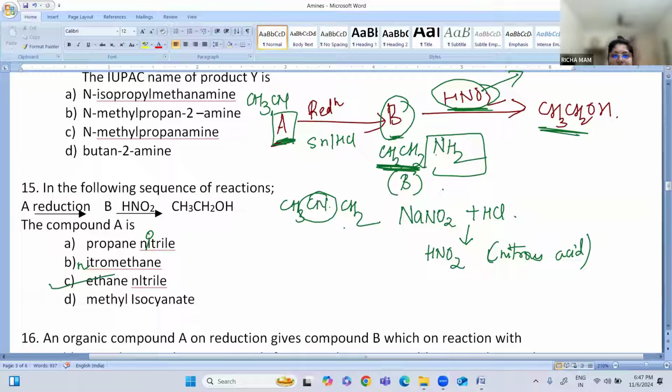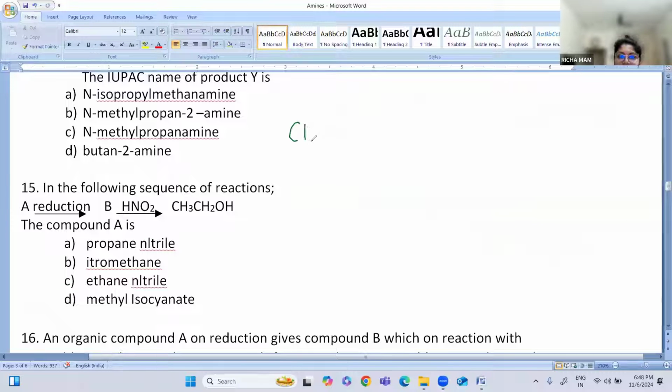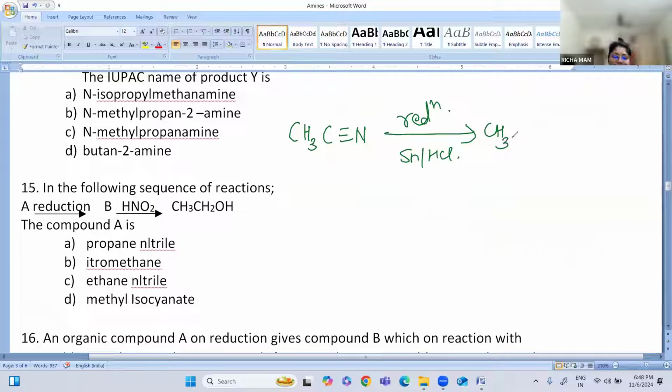So here, what all things do we have to remember? What is the role? For reduction, we can use tin HCl. Whenever you have a nitrile group, CN, I'll write the steps from the start. If I have CH3CN, CN means a nitrile group, that is cyanide, C triple bond N. If you do reduction, I'm going to use tin HCl. So what am I going to get? I'm going to get CH3, CH2, and hydrogen will be added.